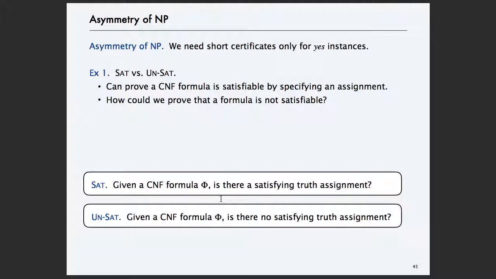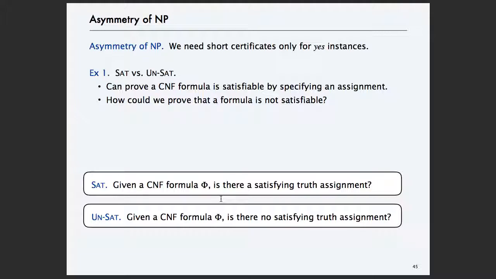Now, the definition of NP is asymmetric. We only need certificates for yes instances. We don't say anything about no instances, right? You can't misclassify a no as a yes, but you could have an infinite loop in checking for no. That is allowed. Does that make sense?